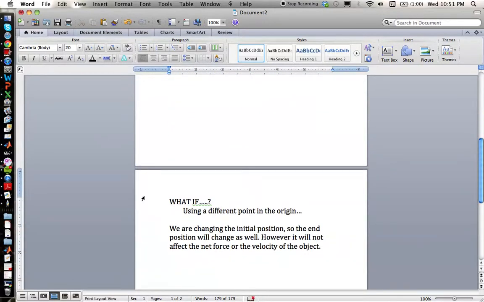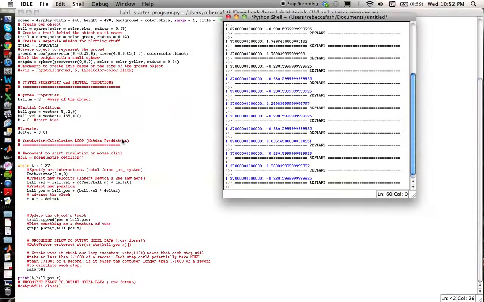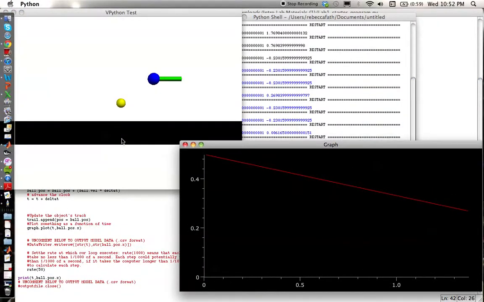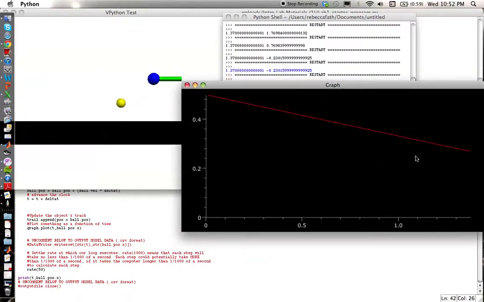What if we used a different point as the origin? If we were to use a different point as the origin, nothing really changes. It's just where it starts and where it ends that changes. The distance traveled doesn't change. The velocity doesn't change. You can see it no longer starts at the origin, and it no longer finishes where it finished before. But the distance traveled is the same, and the slope is the same. It's just where it starts and where it finishes that's changing.